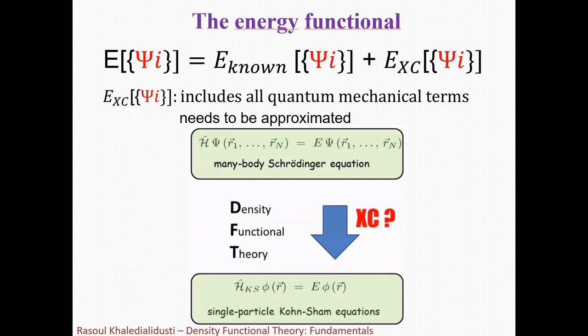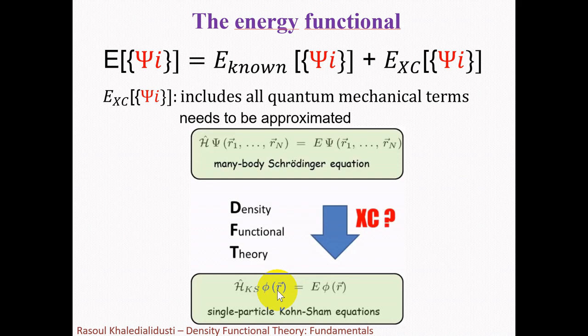All in all, for this unit, as fundamentals of density functional theory, we can say that the energy functional is divided into two parts. The first part is the known part, and we know everything, we can calculate that in an exact way. And the second part is the unknown part, which is called the exchange correlation functional. By having this exchange correlation functional, we can move from the many-body Schrödinger equation that is computationally impossible to solve to many single-electron Kohn-Sham equations that would be possible to solve.